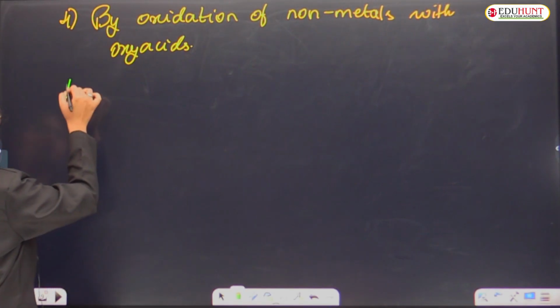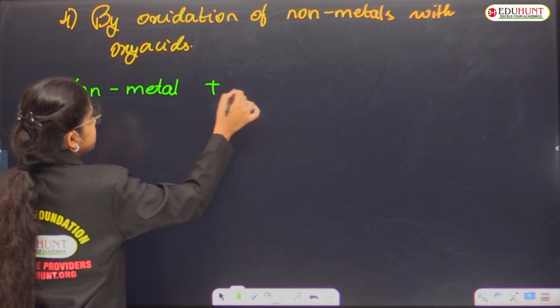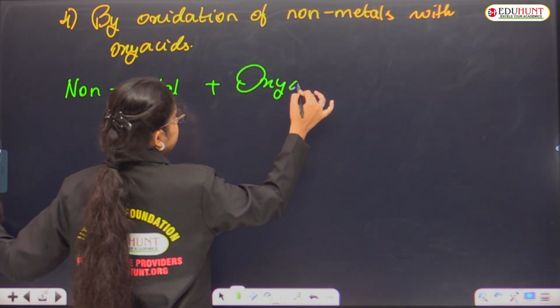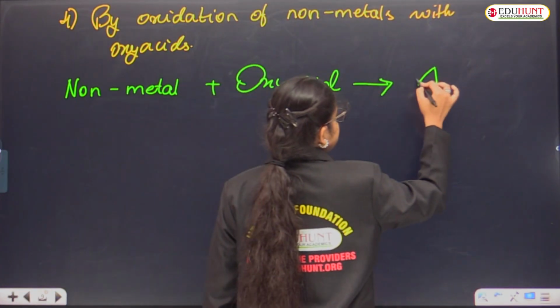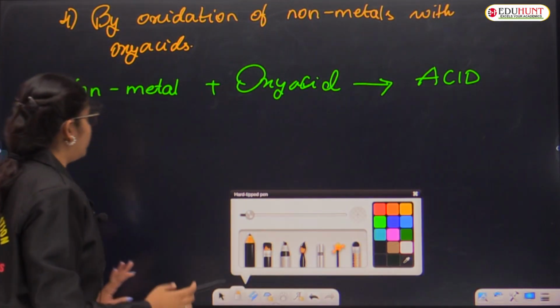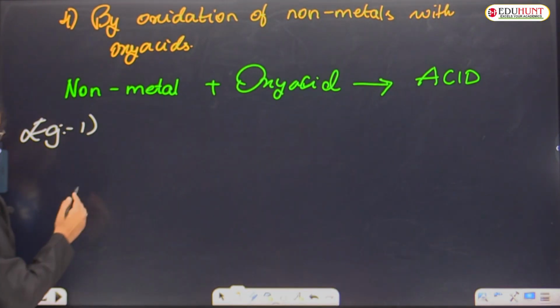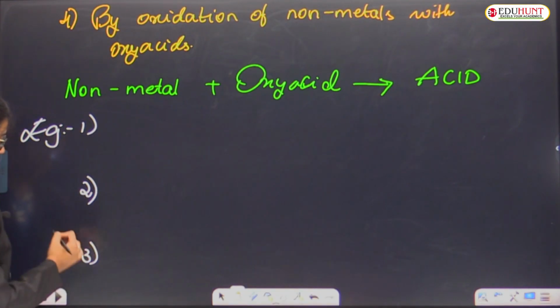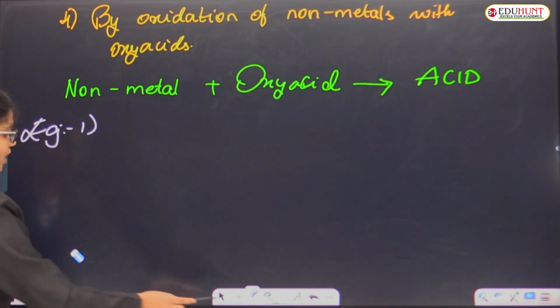I'll write here, wait. Non-metal plus oxy acid gives rise to acid. Okay. Examples. We have 3 examples here. Examples 1, 2 and 3.